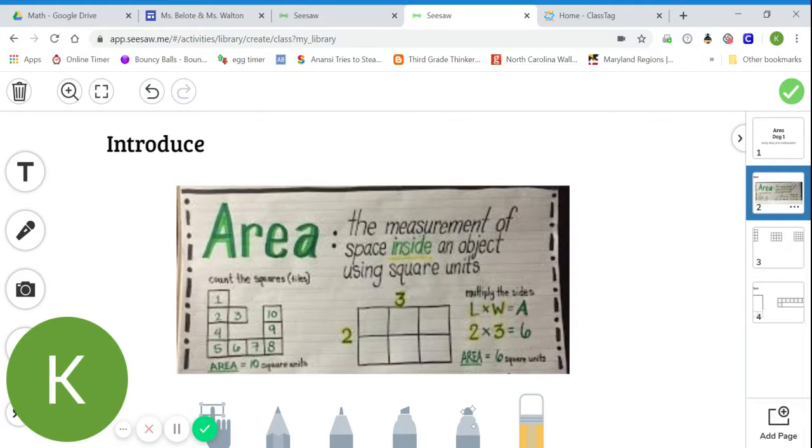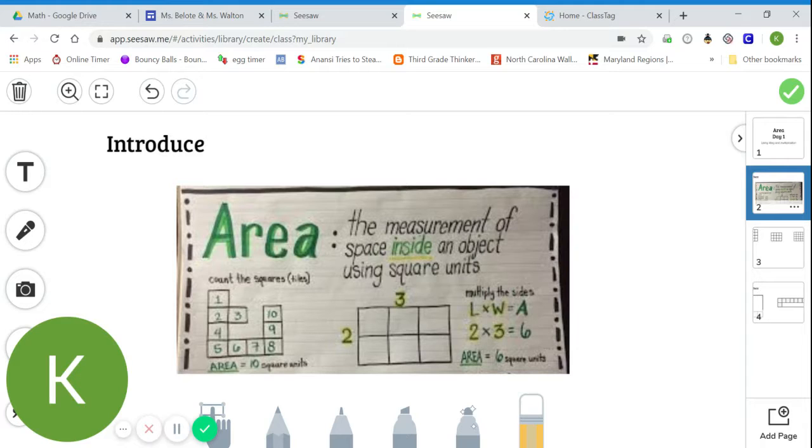When I lay out square units, I call it tiling. So you'll notice this shape, I can see every single tile, so I can actually count the square units inside the shape. 1, 2, 3, 4, 5, 6, 7, 8, 9, 10. The area of this shape is 10 square units because there are 10 square units inside the shape.